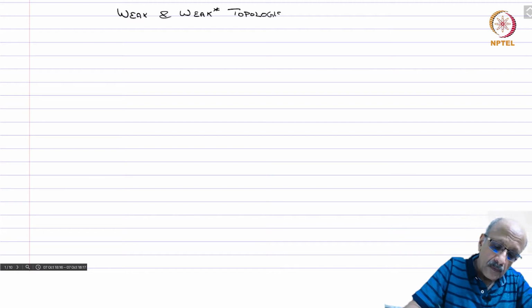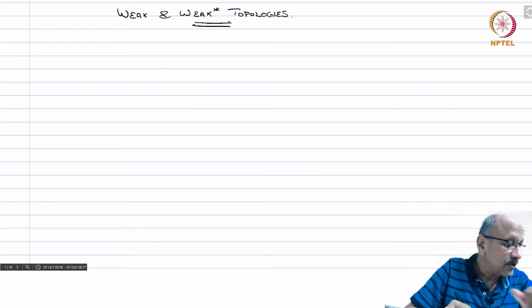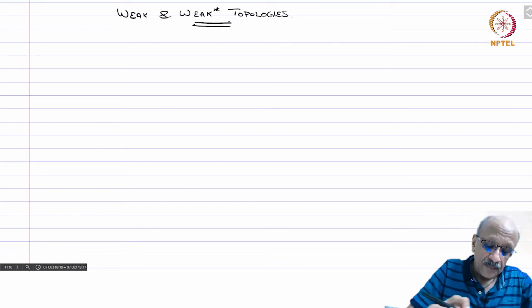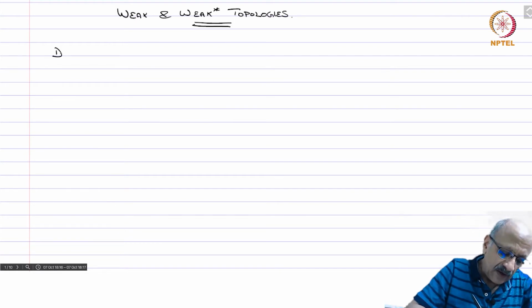We will now start a new chapter. So we are going to study weak and weak star topologies. Up to now we have been dealing with the norm topology, which is a metric topology. Now we want to study other kinds of topologies on a Banach space, and these have a lot of very nice applications. Okay, so we will start defining. First we will study the weak topology.